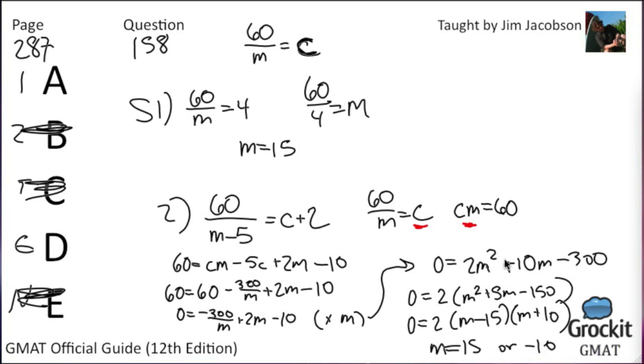Oh, I see what my problem is. This should actually be minus 10m minus 5m. That's why I hesitated. Like, wait a minute, that should be m plus 15. Anyway, you get the idea.